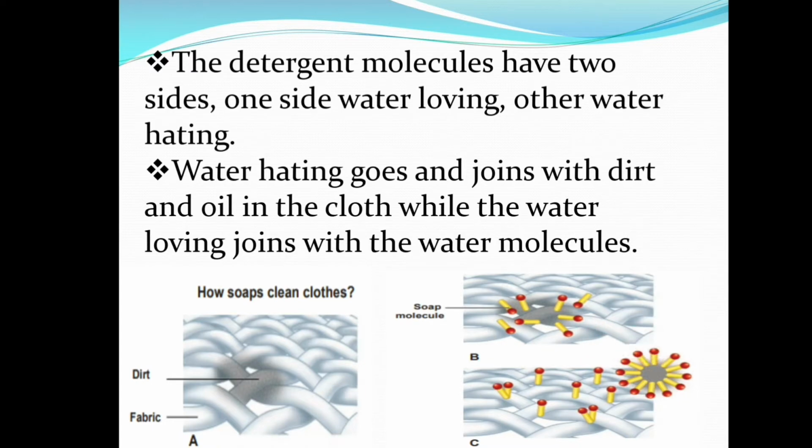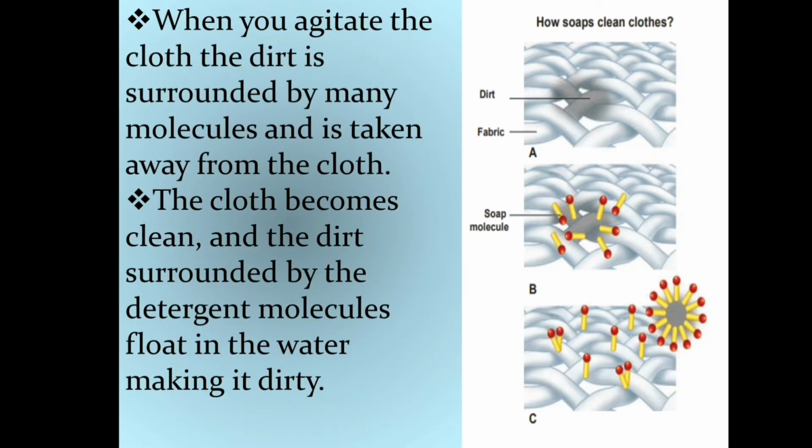When you agitate the cloth, the dirt is surrounded by many detergent molecules and is taken away from the cloth. The cloth becomes clean, and the dirt surrounded by the detergent molecules floats in the water, making it dirty. So, this is how soap or detergent works to remove the dirt from the cloth.